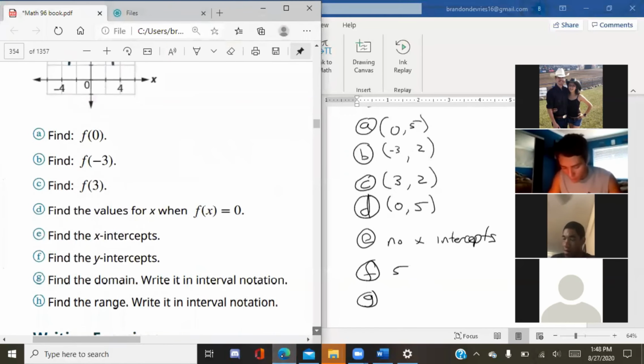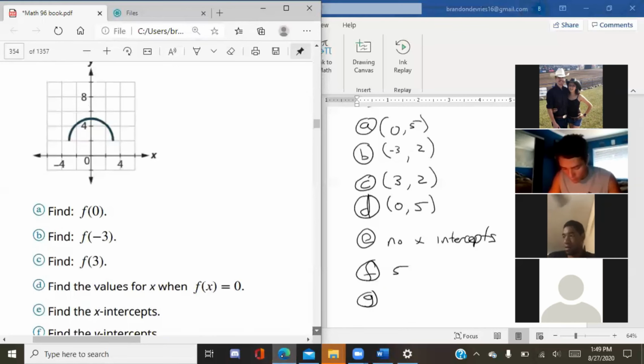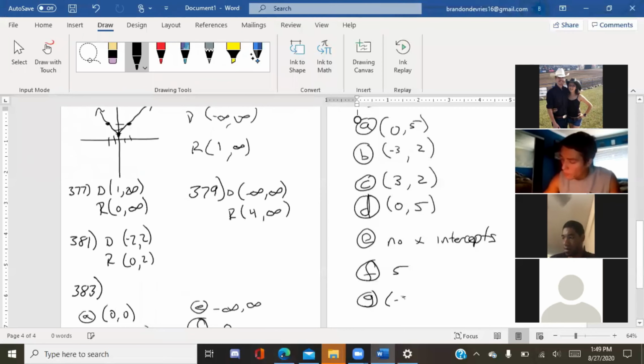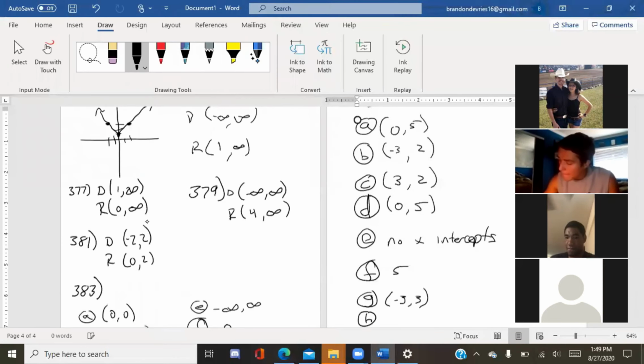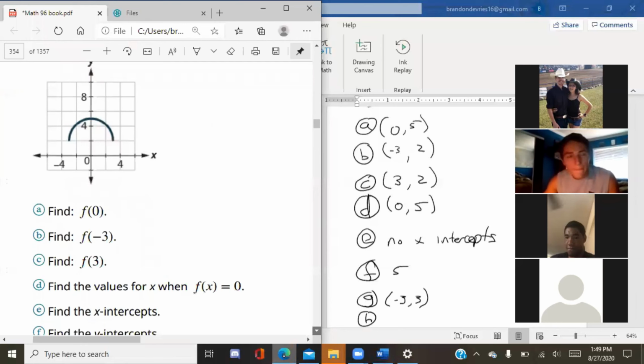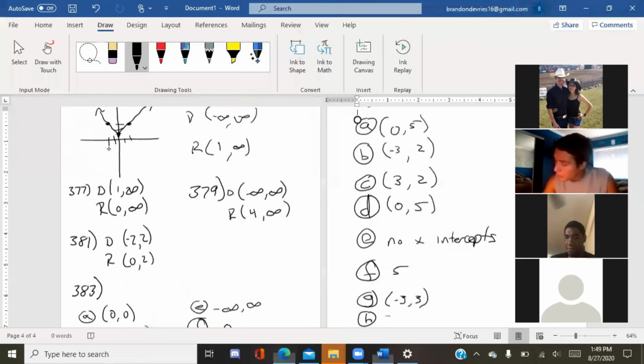Find the domain, write it in interval notation. So the domain would be -3, 3, because that's the furthest back it goes and that's the furthest forward it goes. And then the range, which is h, find the range, would be 2, comma, 5. Yeah. And that's our homework.